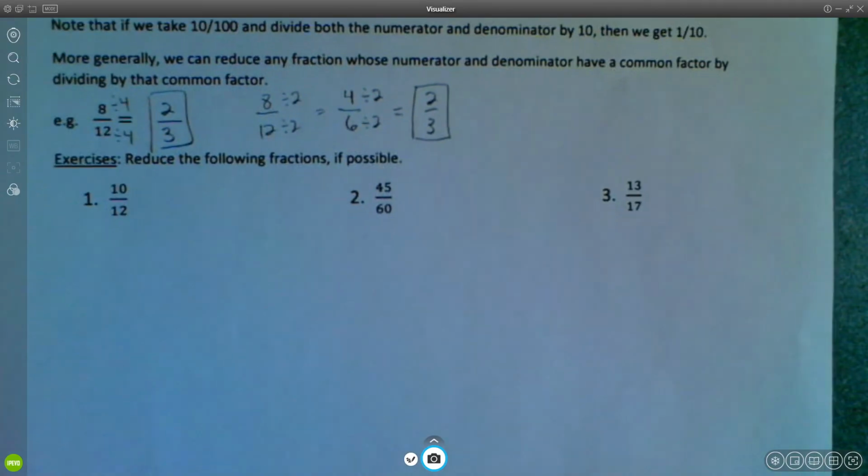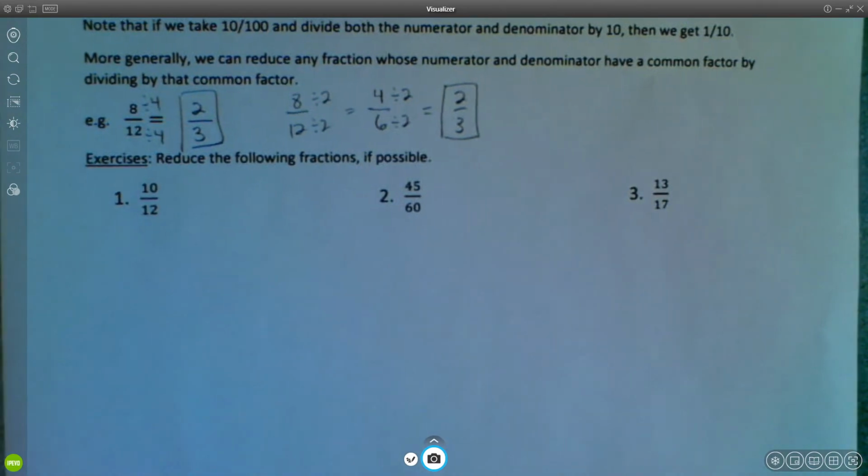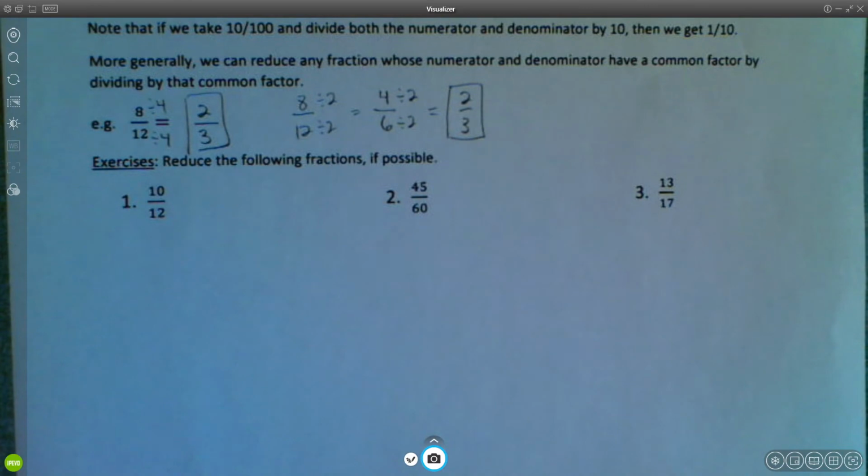So I would like for you to try out these 3 problems on your own. I'm going to work them out here in a second, but I want you to pause the video, try them out on your own, and then unpause when you're ready to see the solutions. Okay, so I'm going to go ahead and work out my solutions now.